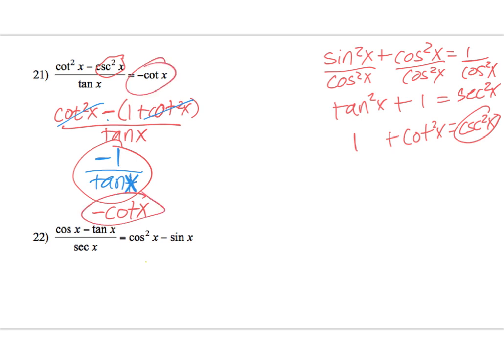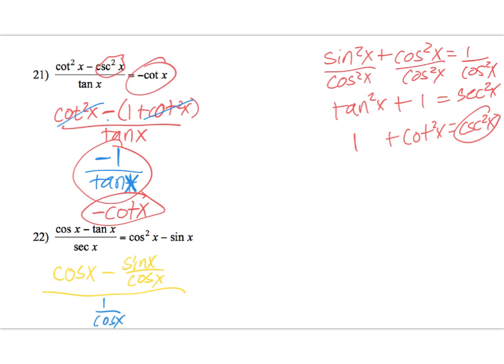All right, for our last identity, I'm going to start off by, again, switching things to sine and cosine. I generally do that if I don't see stuff that's squared on the left side. That's going to help us out a lot. And when we do that, we've got cosine of x minus sine x over cosine of x. And then on the bottom, we're going to have 1 over cosine of x.